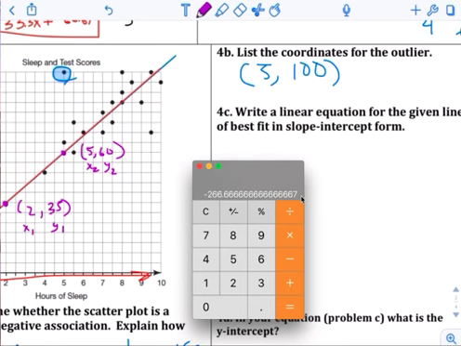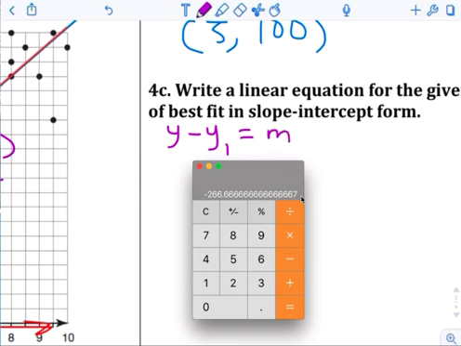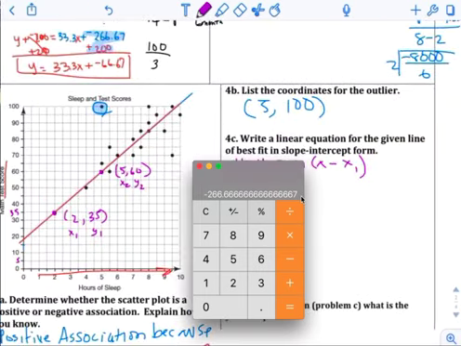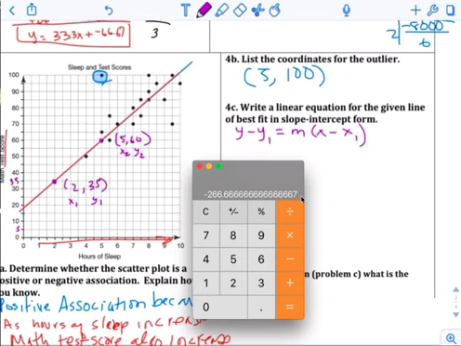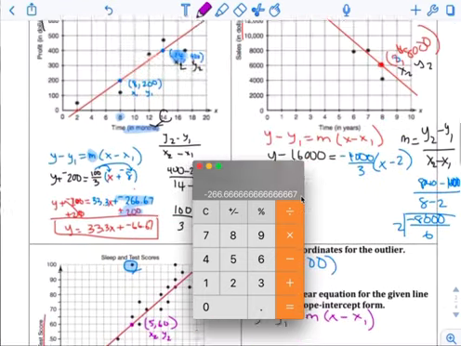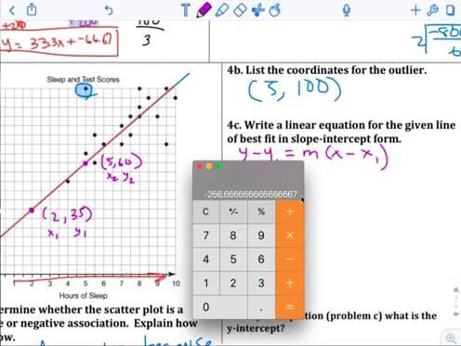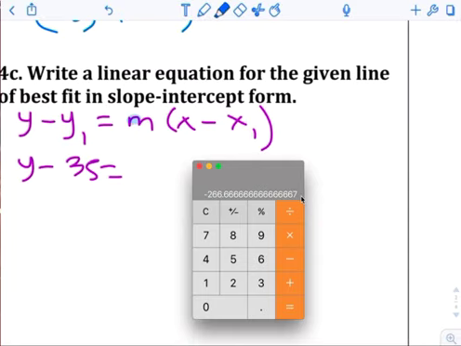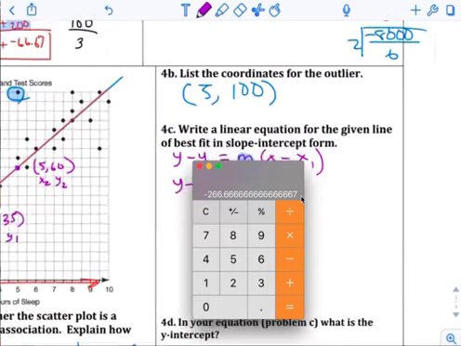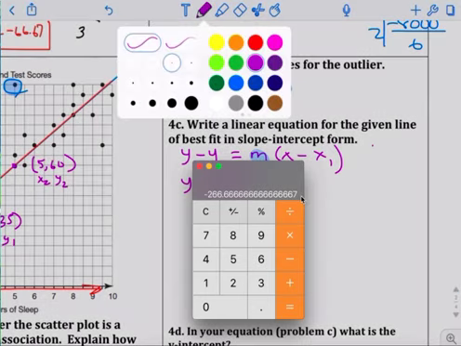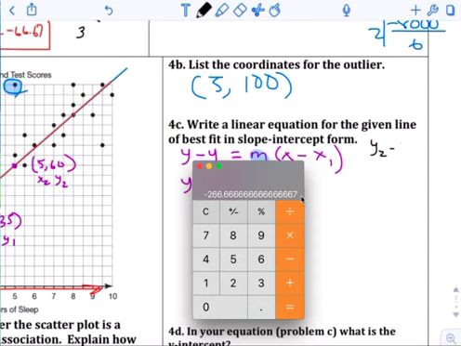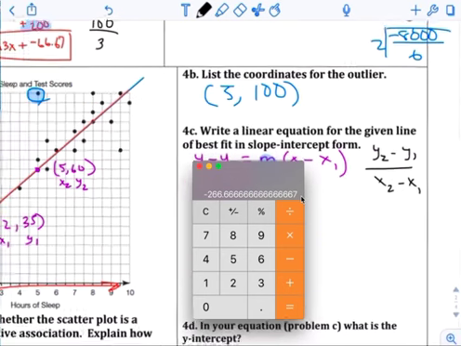Okay, so those are y minus y sub 1. We start out with point slope, m parentheses x minus x sub 1. It's a slope-intercept form, okay? And then you put in your numbers, just like you did up here. So y minus 35 equals, we need to find m. M is y sub 2 minus y sub 1 over x sub 2 minus x sub 1, okay?